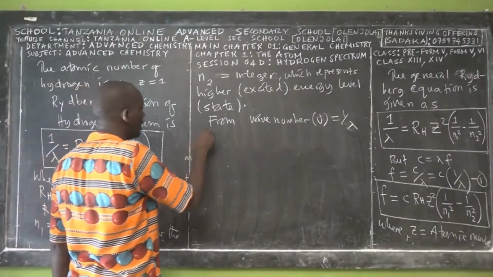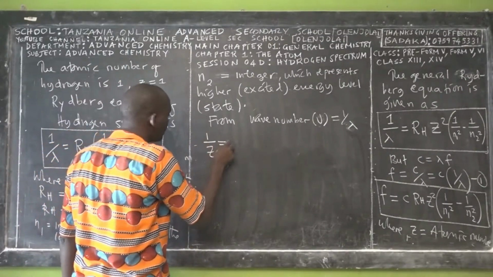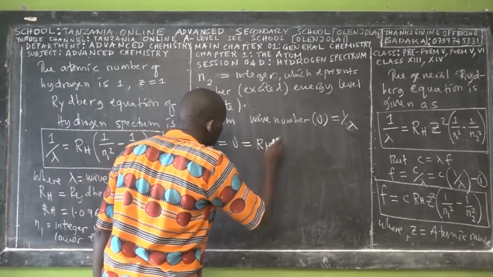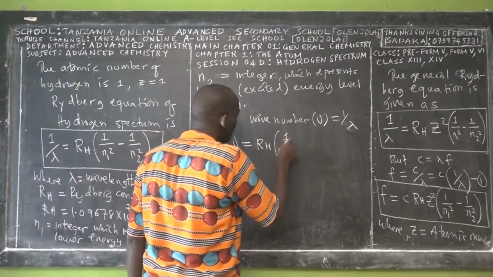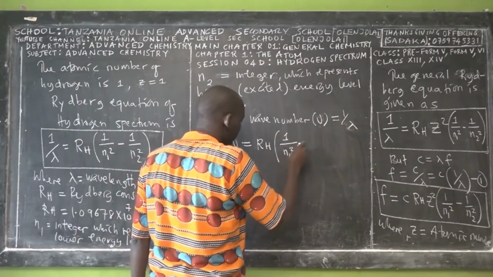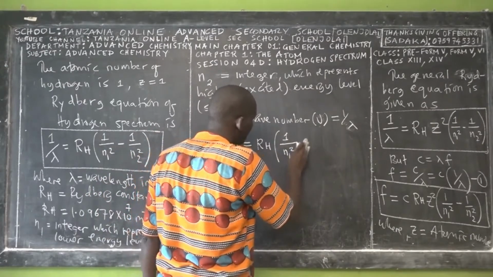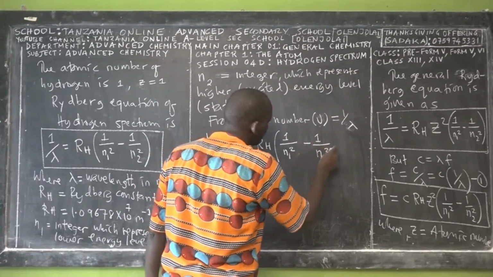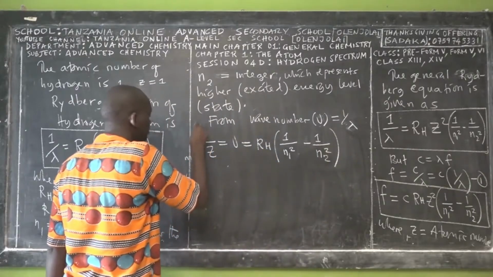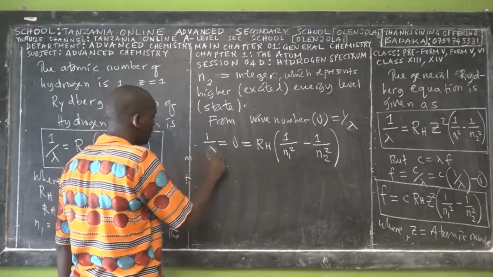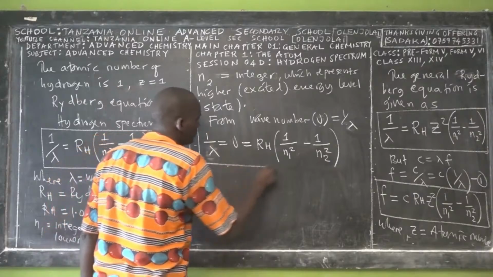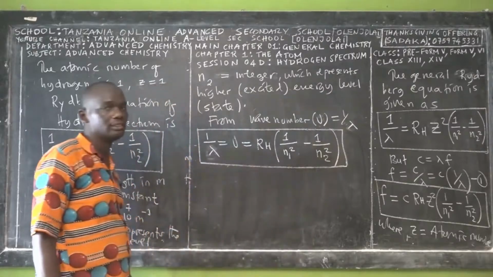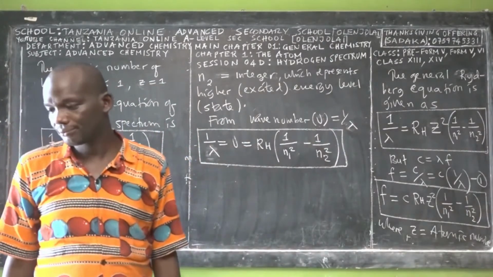So generally, what you have to keep in mind is that 1 over wavelength is equal to the wave number, which is equal to the Rydberg constant times 1 over lower energy level squared minus 1 over higher energy level squared.